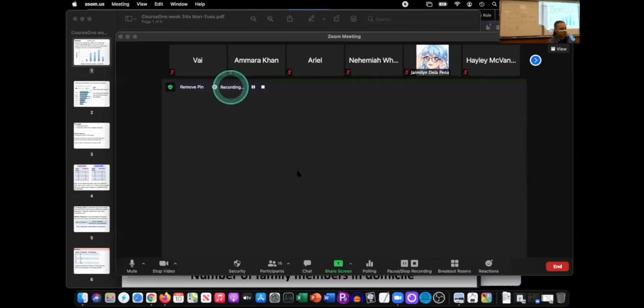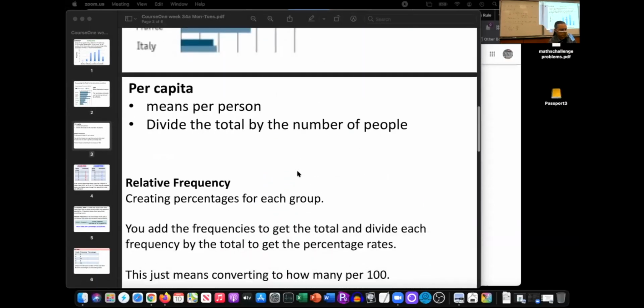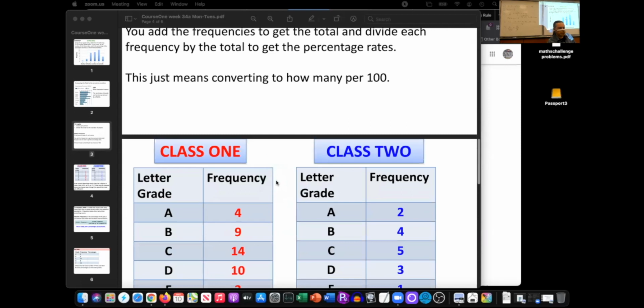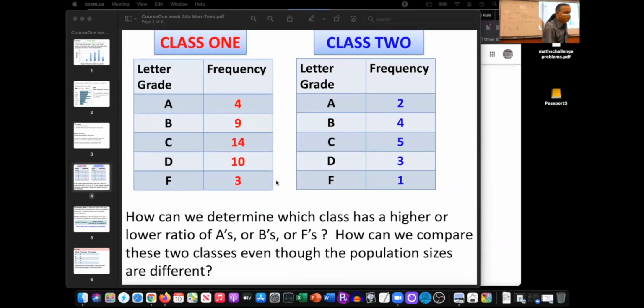Okay? And that's what we mean when we talk and call something relative frequency. Relative to 100, we can compare. So if we have two classes, just looking at these numbers, notice class 1, the numbers are bigger. Class 2, the numbers are smaller.